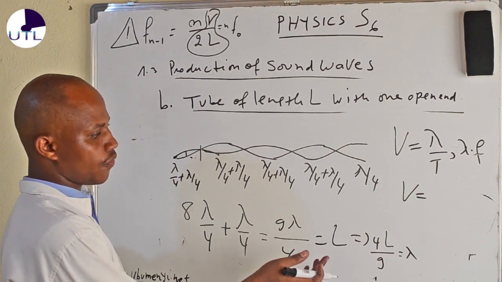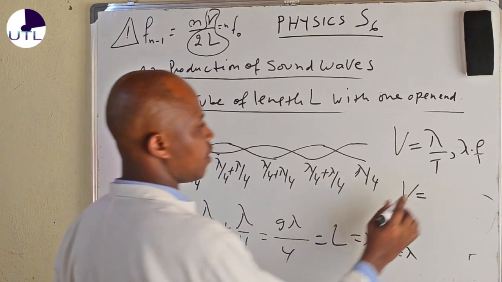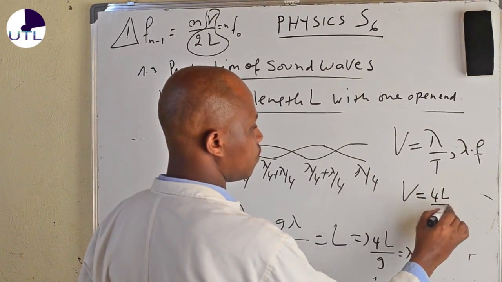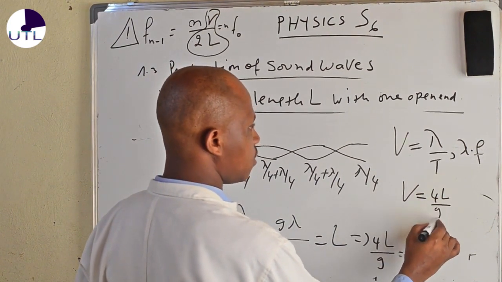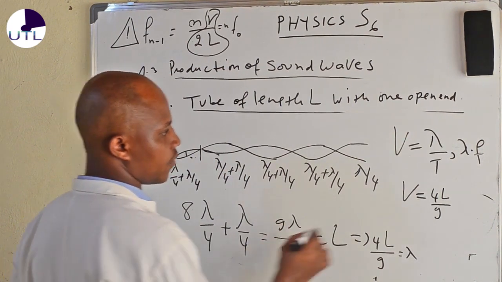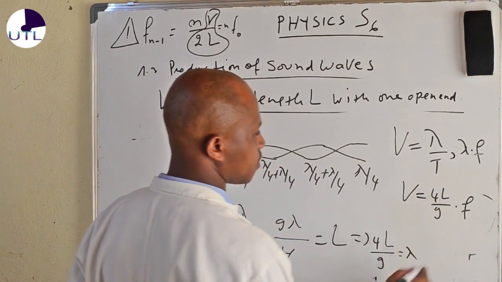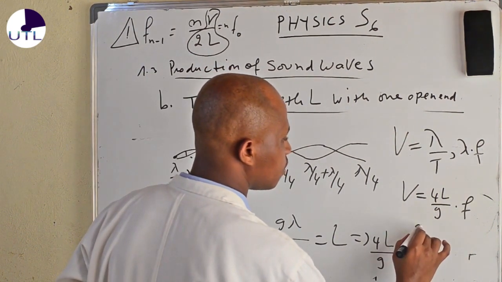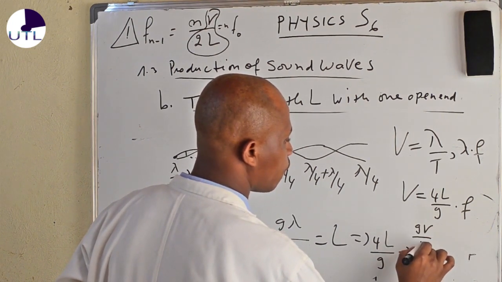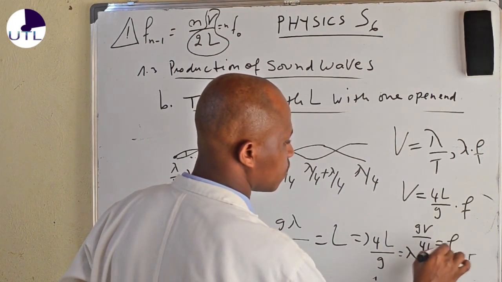Okay? I can replace it here. That's 4L divided by 9. That is the wavelength, then times the frequency. So 9V over 4L is equal to the frequency.